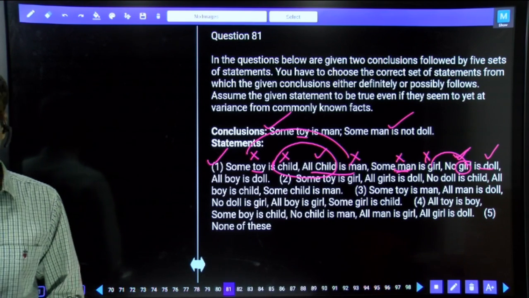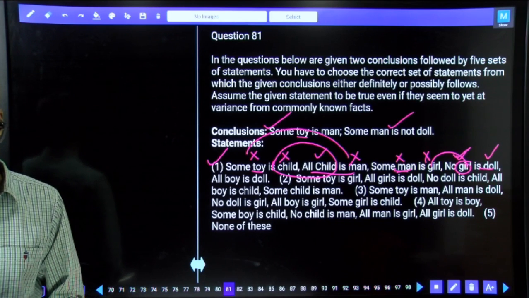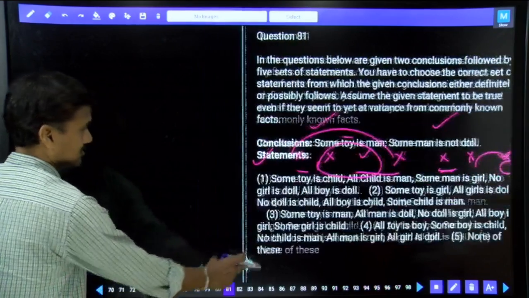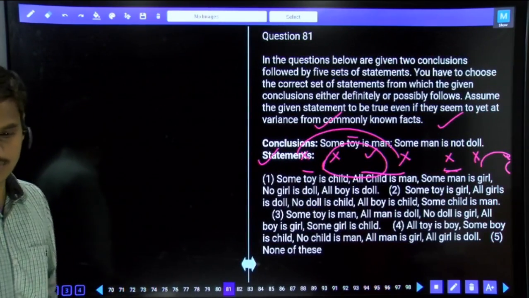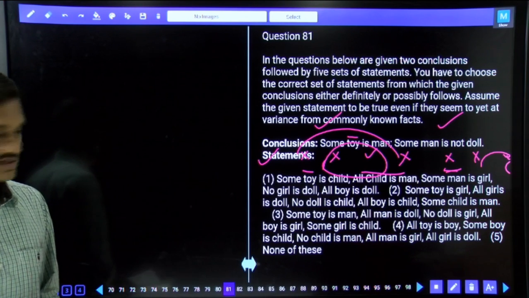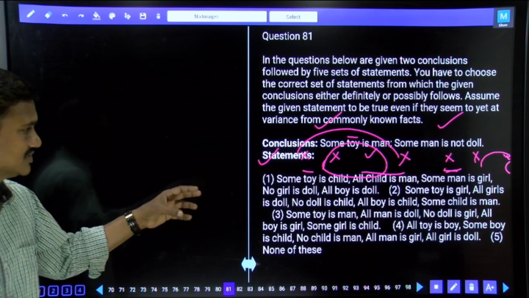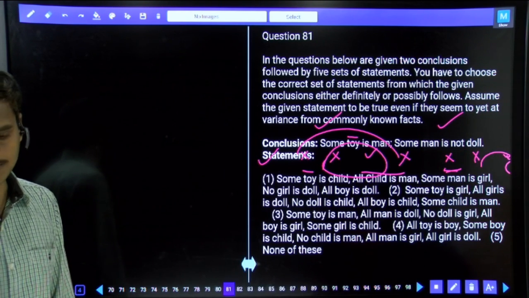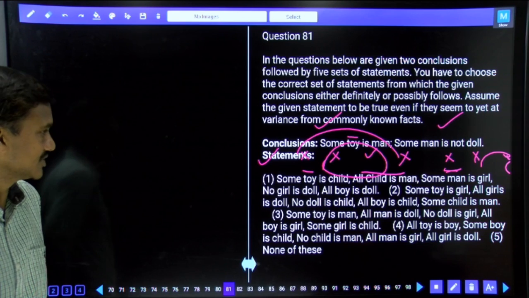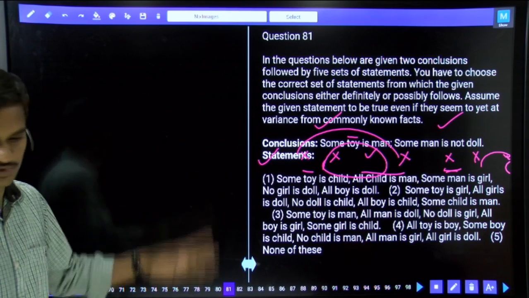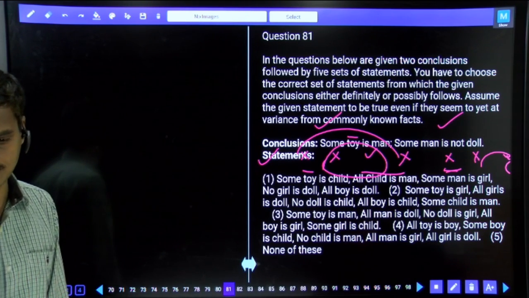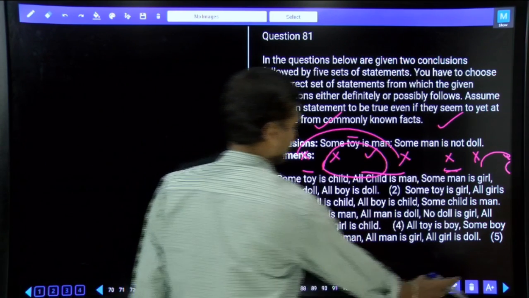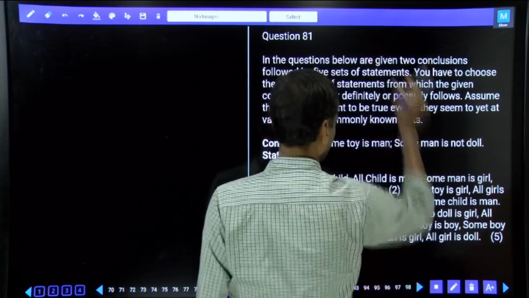Yes. Any doubts in this one? Now in particular, this method should be useful. You should use this method only in the case of reverse syllogism, because for reverse syllogism it is not possible for us to draw the diagram for each and every choice. It is time consuming. As it is time consuming, only in reverse syllogism we are going to use this tick and cross method.